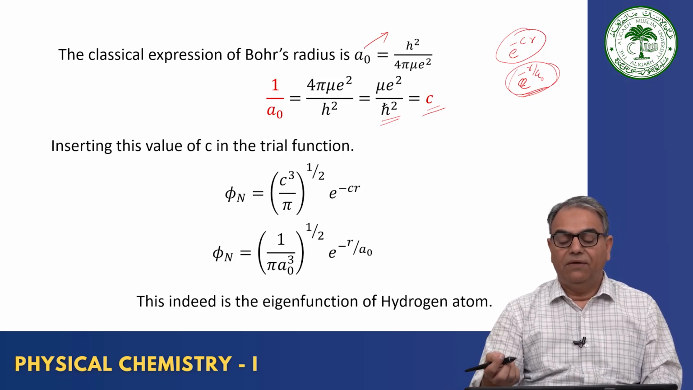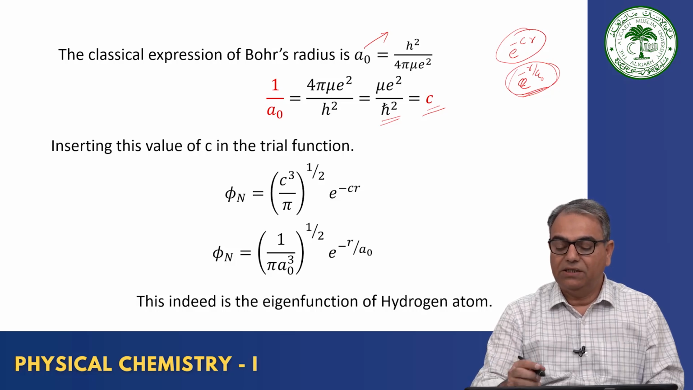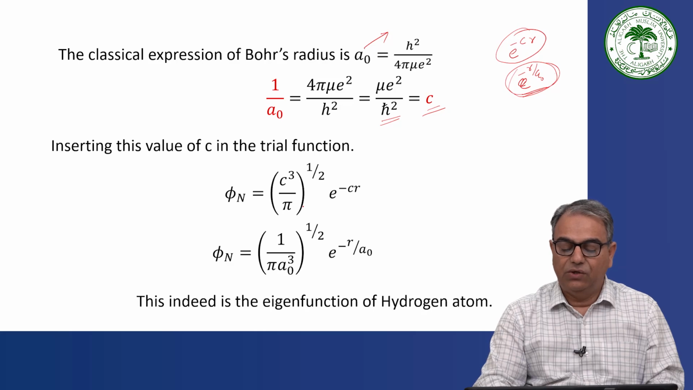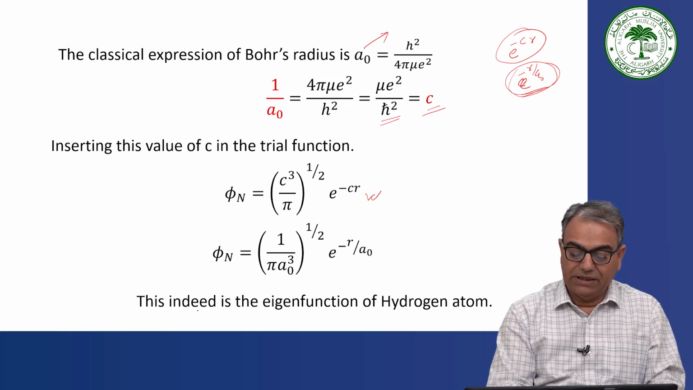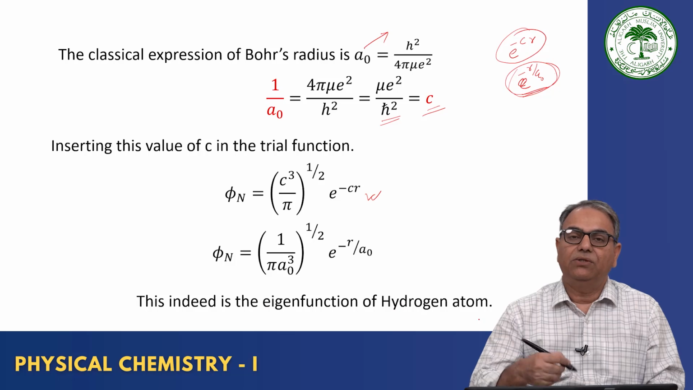If you put the value of this energy, this c value and the normalization constant in the normalized trial function, what do you get? The normalized trial function was c cubed divided by pi, raised to the power 1 by 2, exponential minus cr. And if you put the value of c, what do you get? You get 1 by pi a naught cubed, whole raised to the power 1 by 2 under root, and exponential minus r divided by a naught. And this indeed is the eigenfunction of the hydrogen atom, which we obtain when we apply the Schrodinger wave equation to the hydrogen atom.